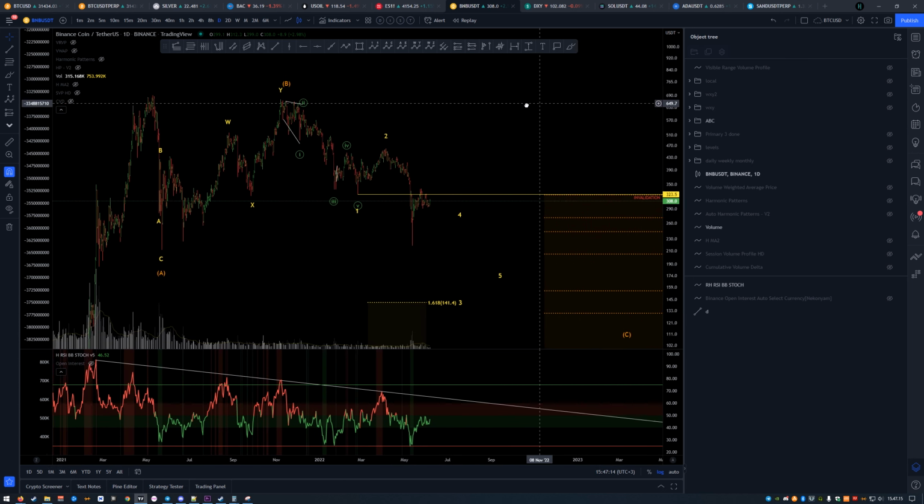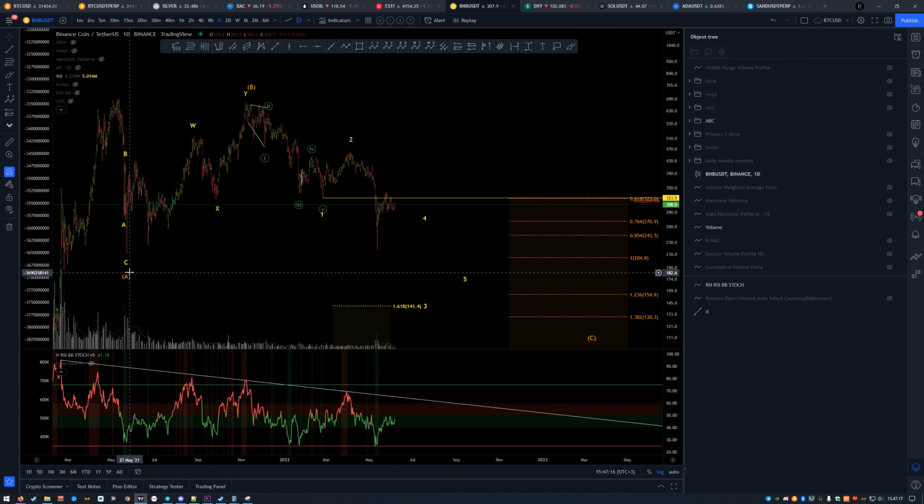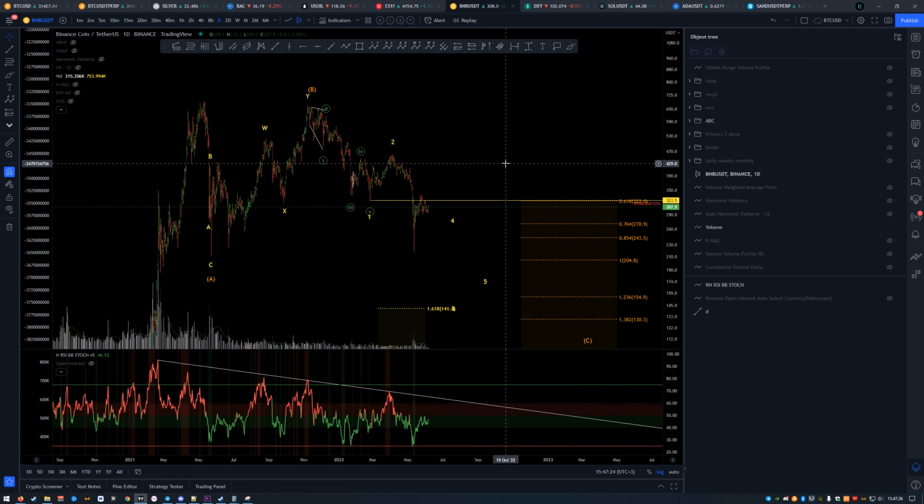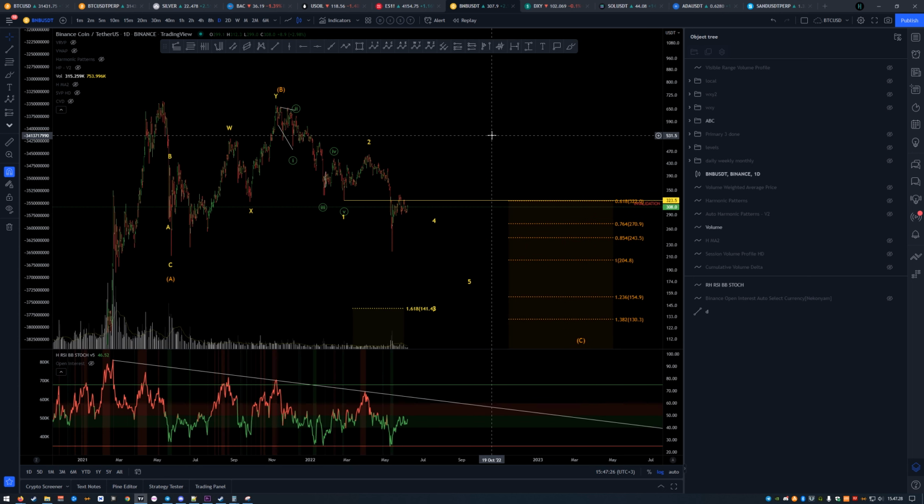Let's quickly go over these as we have covered these before, saying that we could have an ABC on the C leg. We have completed 1-2, possibly another 1-2 here. This is definitely one of the most, or the most, bearish scenarios I have here, but again, not enough price data here to support this fully.